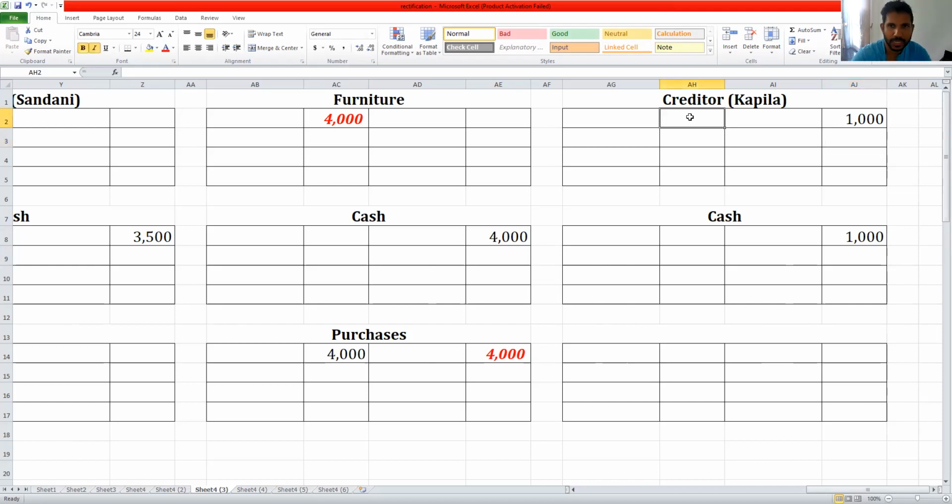Is it enough to write? Is it enough to debit 1,000 to the creditor's account? Is it enough?